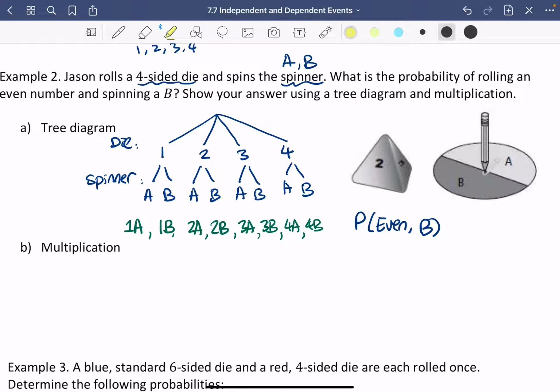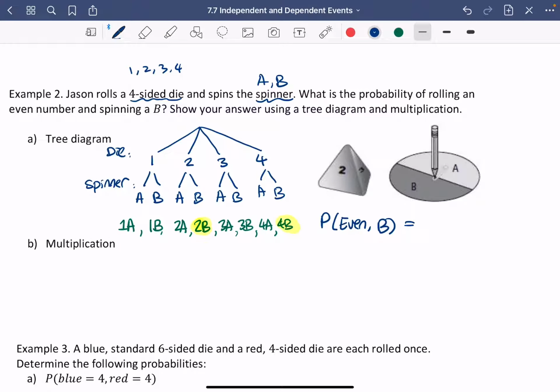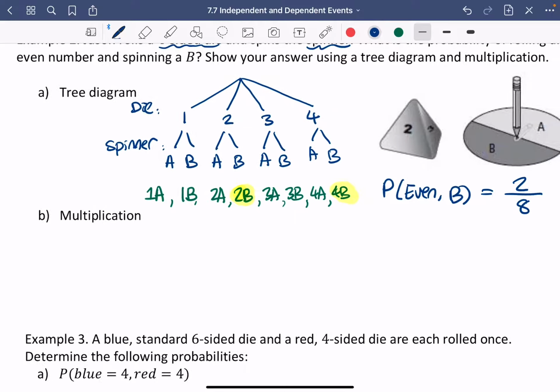So even number will be 2 and 4, right? So 2B and 4B. So the probability is, well, we have 2 of these out of 8 in total. So 2 of the outcomes that we wanted and out of the total of 8 outcomes, and that is equal to a quarter. So the probability of spinning an even number and a B will be a quarter, 25%. That's by using a tree diagram.